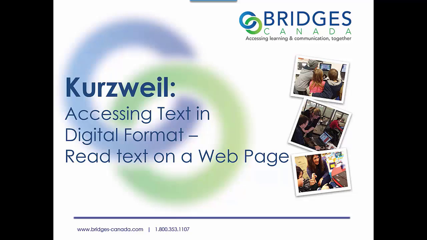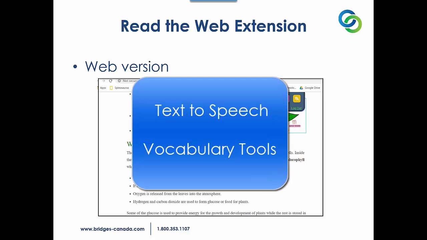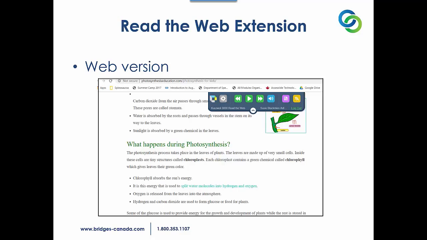The Read the Web extension and the Kurzweil taskbar are available with the web license and the standalone version of Kurzweil. First, we'll look at the Read the Web extension. In order to acquire the Read the Web extension, you need to go to the web store. The Read the Web extension, once installed, provides text-to-speech and vocabulary tools that support reading on the web. The reading tools are a slightly smaller subset of those available in the desktop app and the web app.